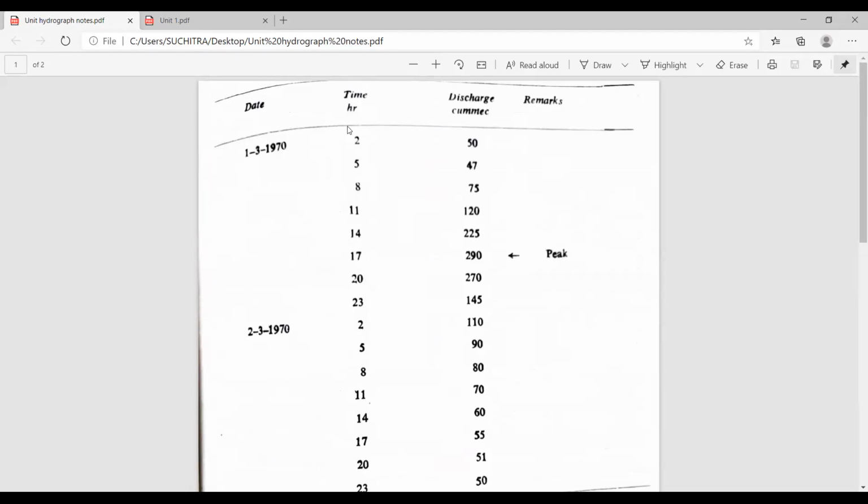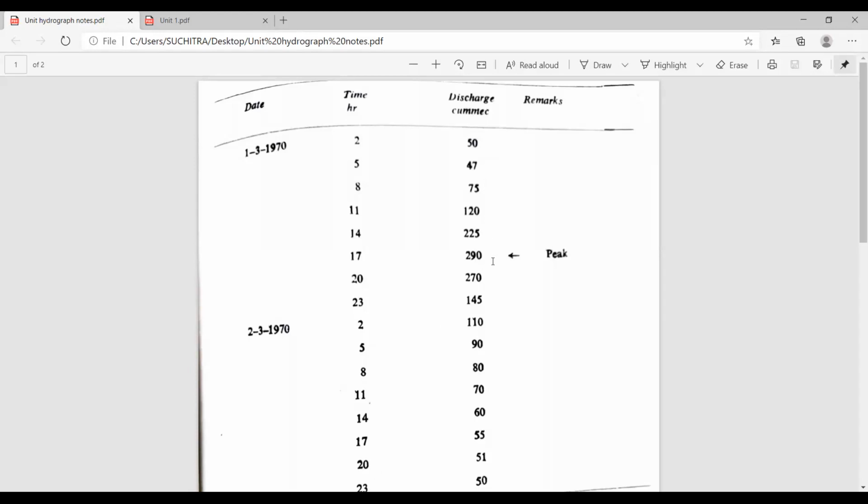So we have taken 0 to 0 also here, starting with 2, 5, 8 at intervals of 3 hours. And again, on the second day also, you have the 3-hour duration storm. These are the corresponding discharges measured in the stream, the discharges in cumecs. Now you have the discharge values here.